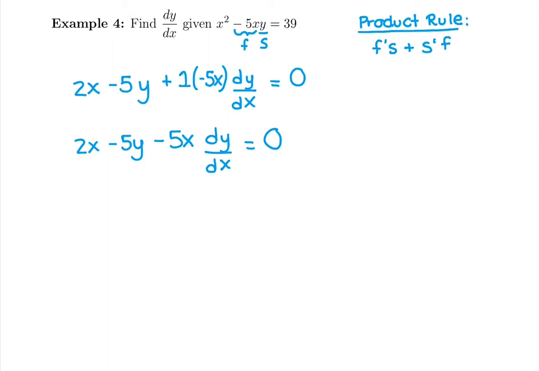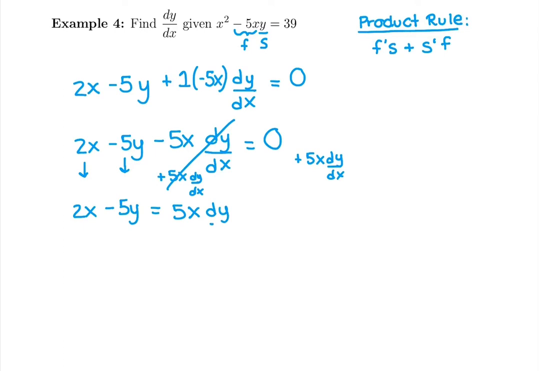So if I want dy dx on the right, that means I can keep 2x on the left. Do I keep or move the negative 5y? Well, it doesn't have a dy dx, so I'm going to keep it as negative 5y. And then I just have to move this term by adding it over to cancel out that subtraction. So I'm going to add over 5x dy dx. So I get 2x minus 5y equals 5x dy dx.